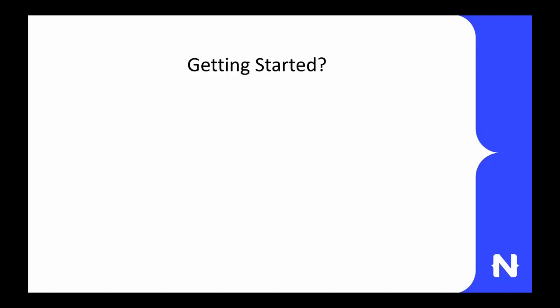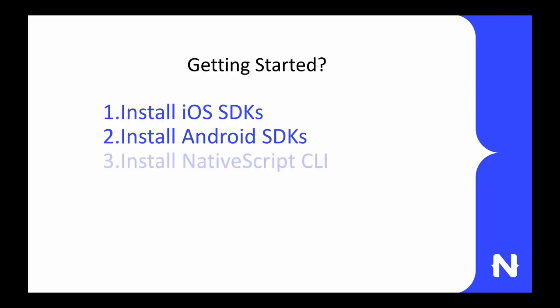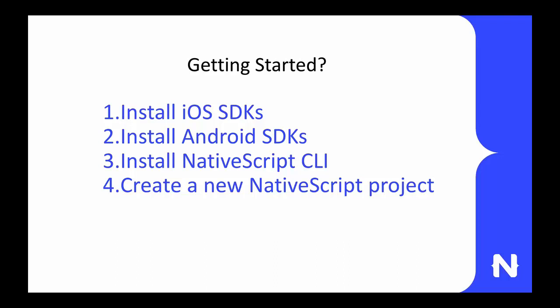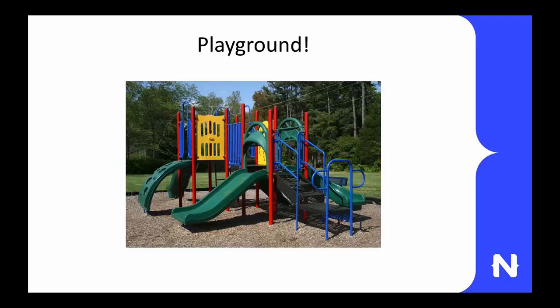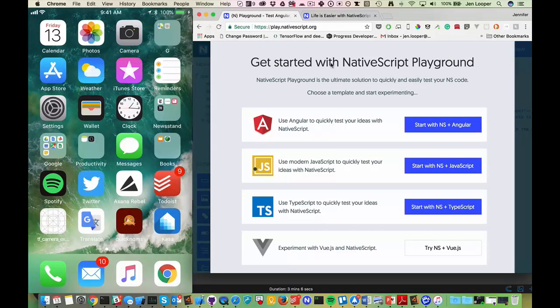So let's talk a little bit about the getting started experience with NativeScript. To get started, you're going to have to install your native SDKs, then install your NativeScript CLI, create a new NativeScript project, then configure your emulators, and then deploy to device. That's the standard workflow for native development. Well, with Playground, we're offering you a different alternative. The new NativeScript Playground, which you'll find at play.nativescript.org, is a really cool way to write snippets and code samples in the browser and test them directly on your device using a couple of companion apps. Let's take a look at how it's done.